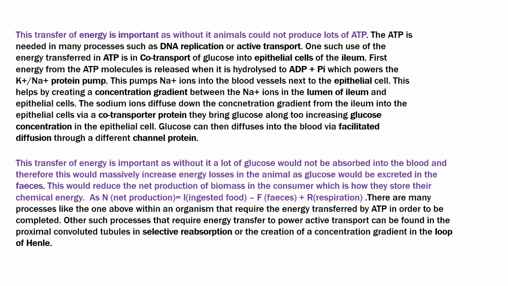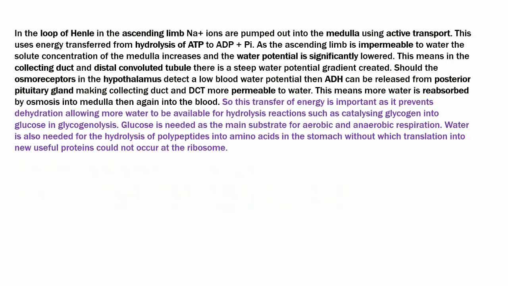So there are many processes like this one above within an organism that require energy transfer from ATP. So we could go on. And another topic, I don't know if this is my fourth or fifth, is in the loop of Henle in the ascending limb. Sodium ions are pumped out into the medulla using active transport. This uses energy transferred from the hydrolysis of ATP to ADP plus Pi. And the ascending limb is impermeable to water, so the solute concentration of the medulla is increasing as those ions are being pumped out. And this is lowering the water potential.